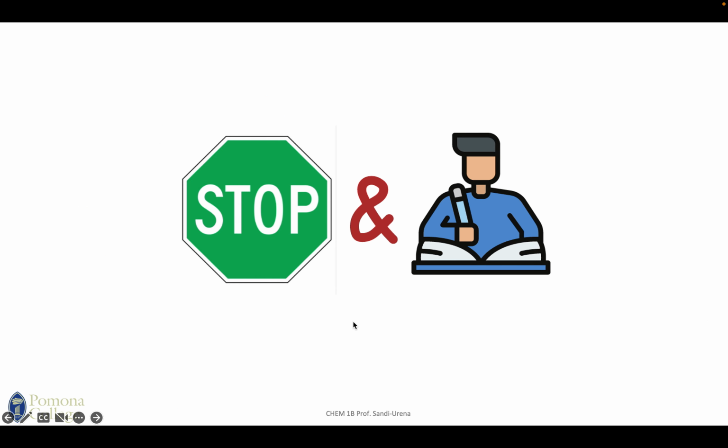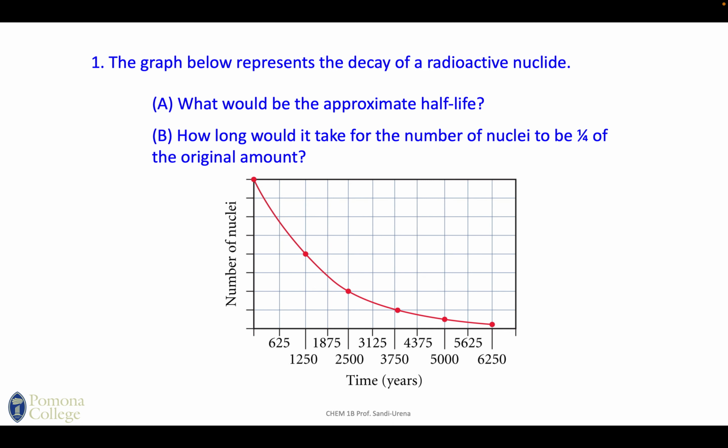Okay, now stop and practice. We've got a few exercises here. We're going to look at this plot and find from the plot the half-life, and then we're going to predict how long it would take for the number of nuclei to be 1/4 of the original amount. You can count the squares, find the half-life, and evidently if the half-life is the time it takes to go from 1 to 1/2, if we wanted to go from 1 to 1/4, how many half-lives would it take?